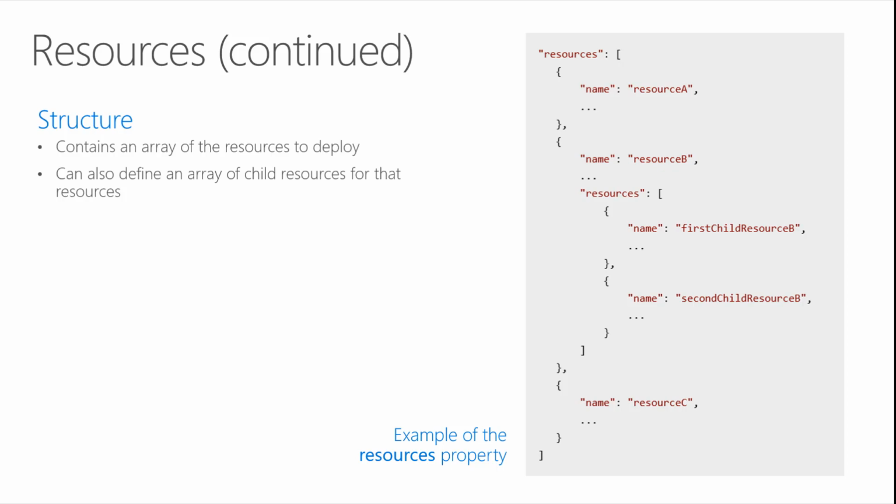So in the resources, we can have an array of the resources to deploy. In this case, they have a first, a second, and a third child that we could have in the resources property.